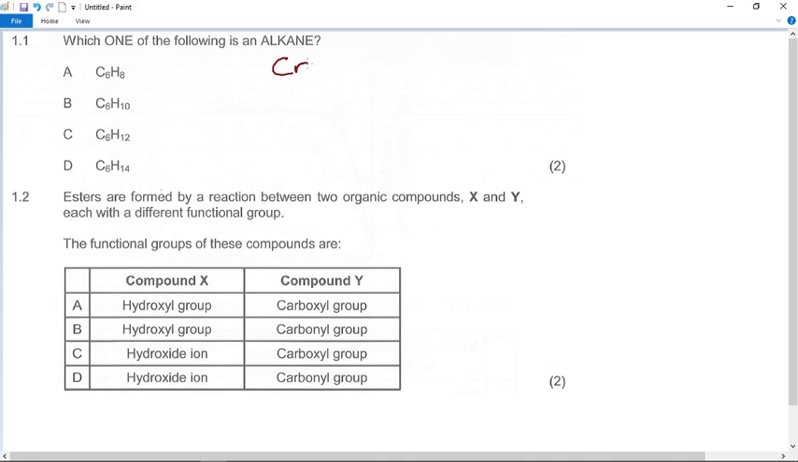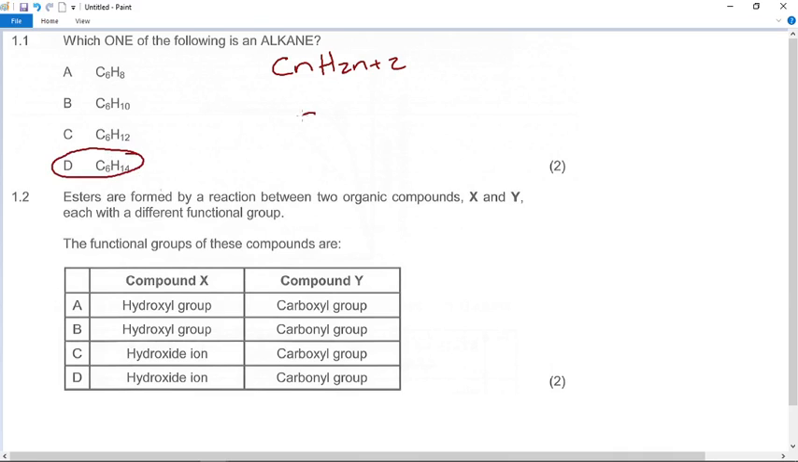If we want to find an alkane, we know that the formula for an alkane is CnH2n+2. So you can use this and just work through all of these to figure out which one is the answer, if you can remember your general formulas. And the answer will be this one, number D, because it's CnH2n+2.